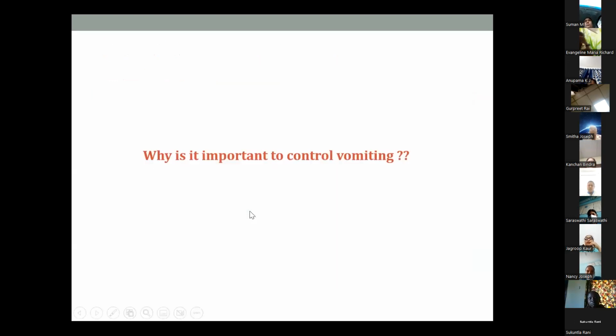And yes, so why is it important to control vomiting? Today we have divided the GI symptoms into two classes, giving one whole session for nausea and vomiting and constipation, and another session just to do malignant bowel obstruction. So why is it that we're giving so much importance to vomiting? How is it going to affect the patient? Yes. How is vomiting going to affect the patient?